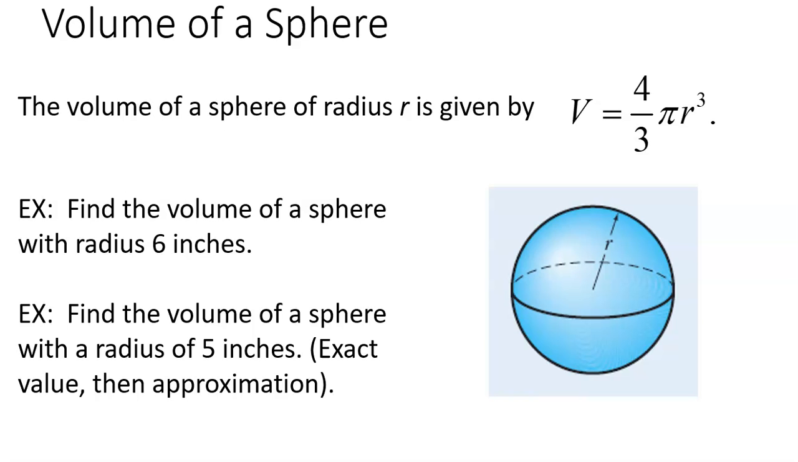All right, so the first example says find the volume of a sphere with a radius of 6. So if you want the volume of a sphere with a radius of 6, 4/3 times pi times 6 cubed. Right? What is 6 cubed? 216. So I get 4 times 216 times pi over 3. Does 216 over 3 simplify? It should. Let's see. 216 divided by 3, 72. All right, so now multiply that by 4, 288.